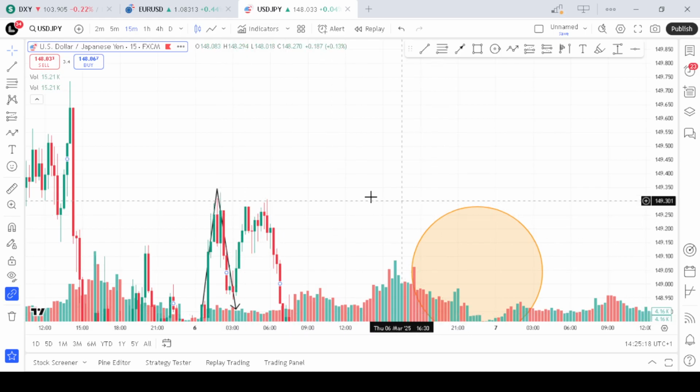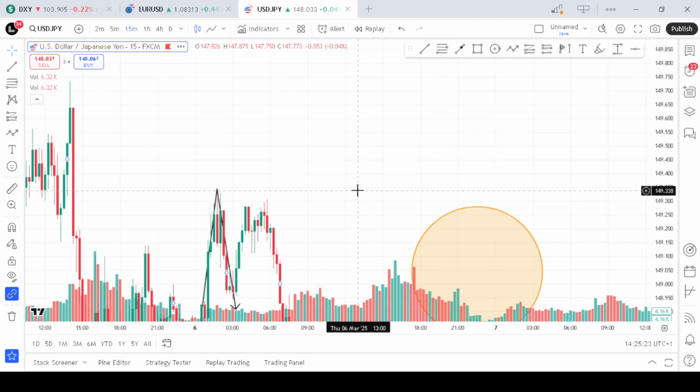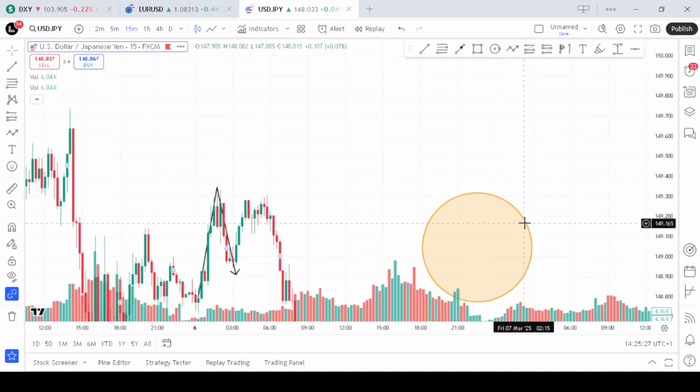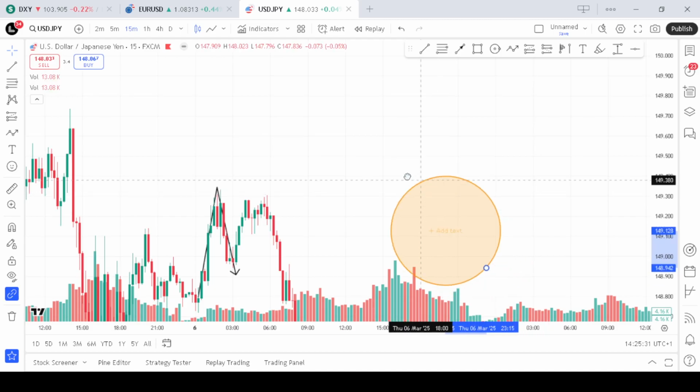So this is your Adam in your double top area. The volume spikes during this movement, confirming the strength of the pattern.